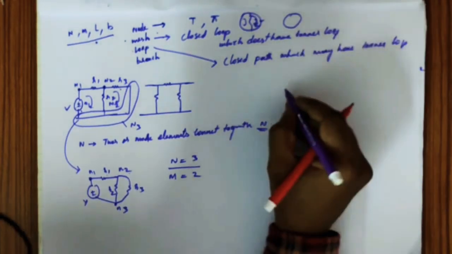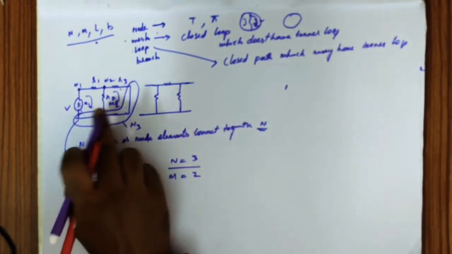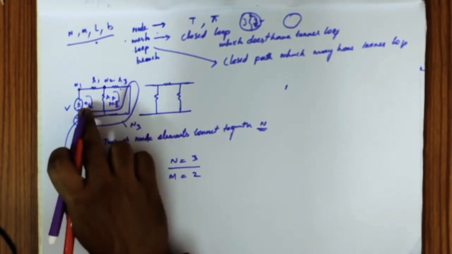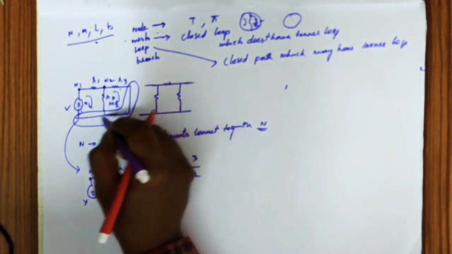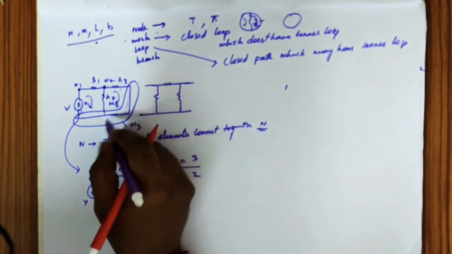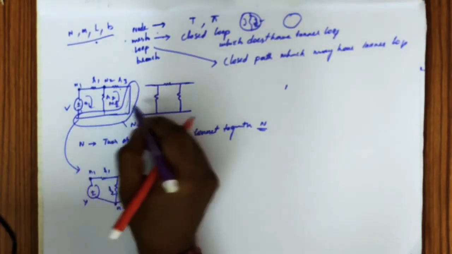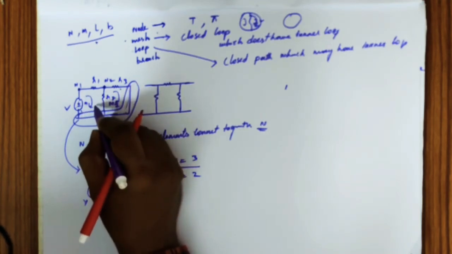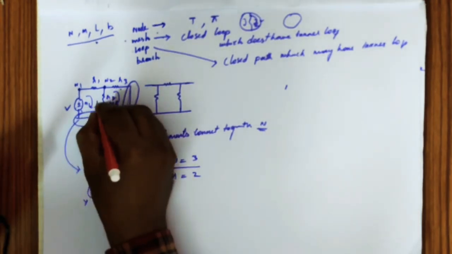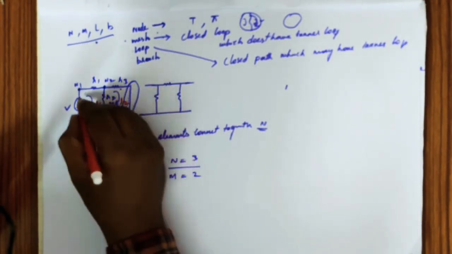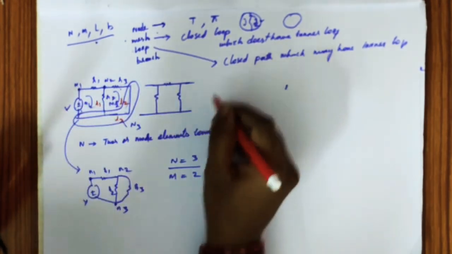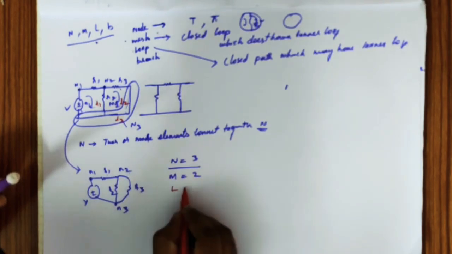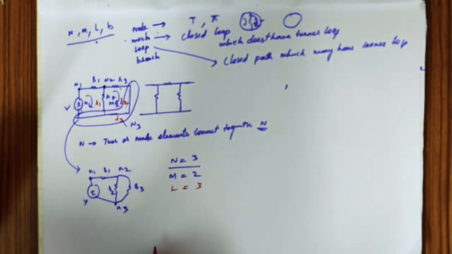That means here, how many loops are there? The inner closed loops are L1 and L2. Another loop we have, a closed path, is this one, which is also a closed path. So this M1 is one loop, let us say this is L1 and this is L2, and we have the other path, L3. So the number of loops here is 3 loops.